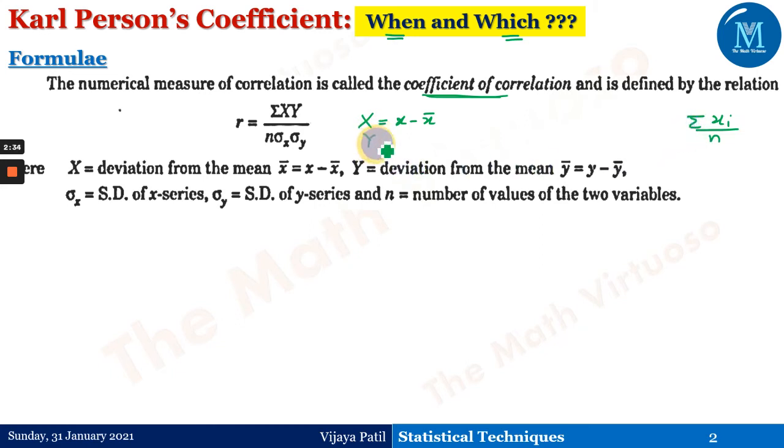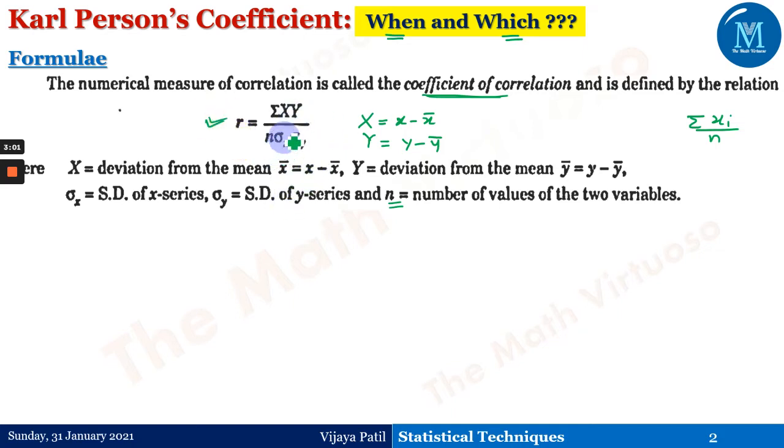Then capital Y is nothing but the deviation from the mean, with mean y bar, that is y minus y bar. And sigma x is the standard deviation of the x series. It's been given to you as a series, it's not a variable actually. Sigma y is the standard deviation of the y series, and small n is the number of values of the two variables. So this is the first formula which has been given to us.